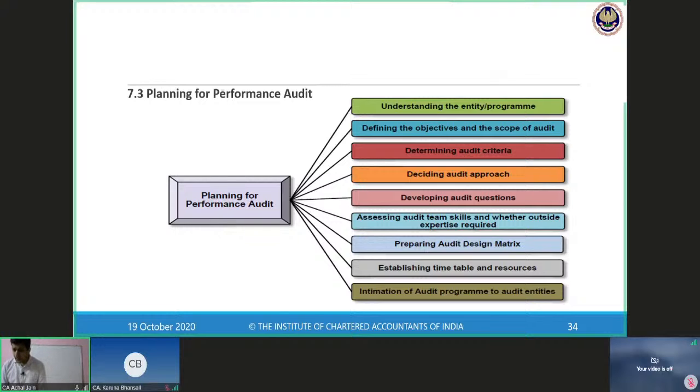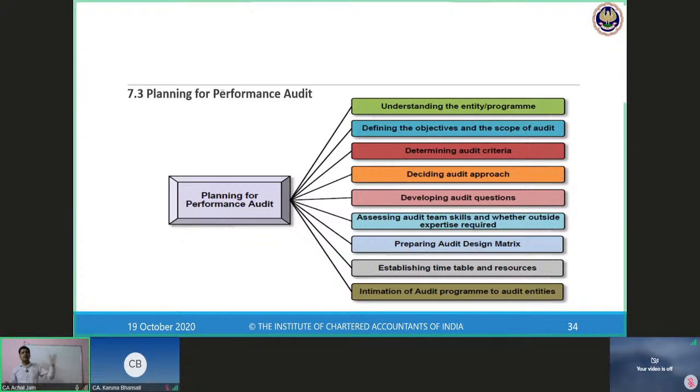Then the auditor will also be required to assess audit team skills and whether any outside expert will be required. So it's about choosing the right team. And when the team is picked up, it may not be limited to the team which is available with the auditor in-house. He may want to involve experts.